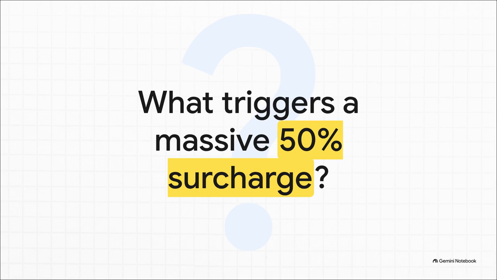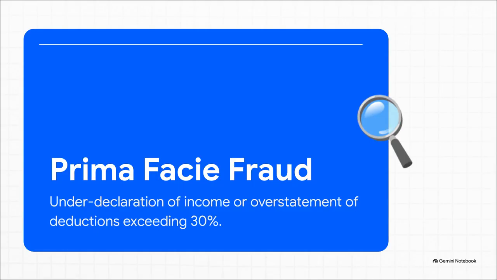But before I give away the answer, actively recall the difference between simply forgetting to file a return on time and actively trying to cheat the government. What do you think triggers a massive 50% surcharge? So, the absolutely crucial point here is that the 50% surcharge is reserved for intentional bad behavior. It applies to willful neglect, which means knowing you have to file and just purposely ignoring it, or prima facie fraud. And how exactly does the BIR define fraud? It's anchored firmly by a 30% threshold.